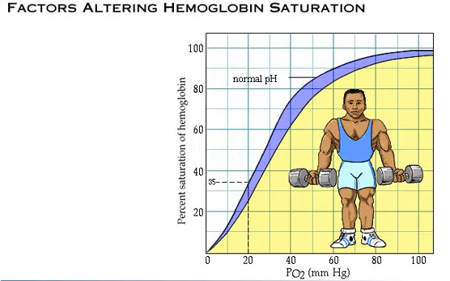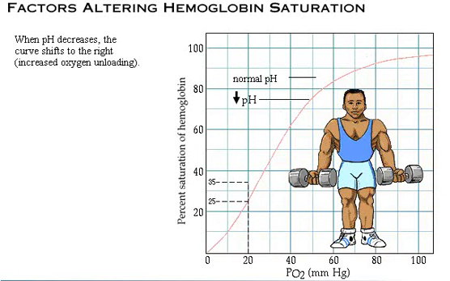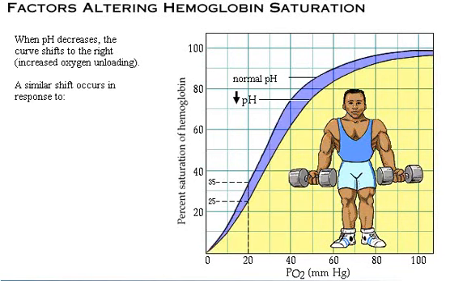However, as the muscle cells release lactic acid, the pH decreases and hemoglobin releases 75% of its oxygen, leaving it 25% saturated. When pH decreases, the curve shifts to the right. This represents increased oxygen unloading compared to normal blood pH. A similar shift to the right occurs in response to increased temperature, PCO2, or BPG.